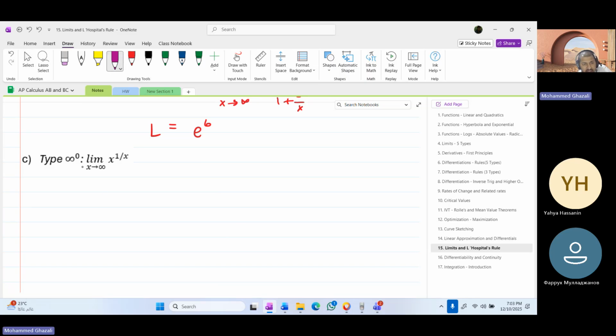Look at this last one now. Is it infinity to the power 0? Yes, it is. Infinity, 1 over infinity is 0. So it is the type infinity to the power 0. Now let's solve using the exact same technique. So we're going to say e to the power limit as x approaches infinity of ln x to the power 1 over x. Now this is nice. This will work out easier, right? So I'm going to move the 1 over x in the front.